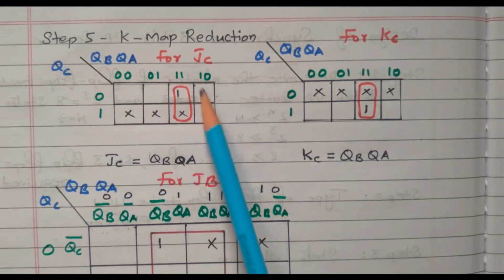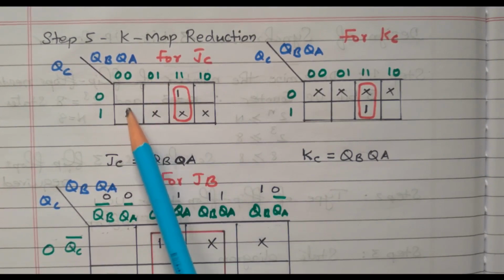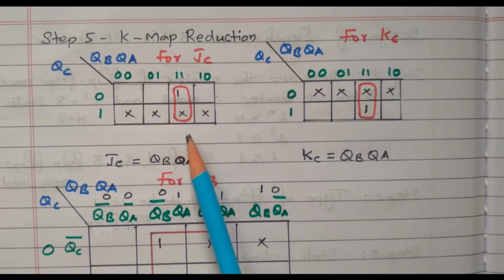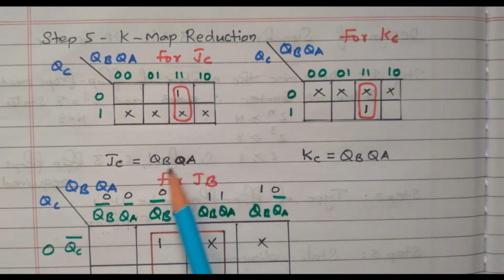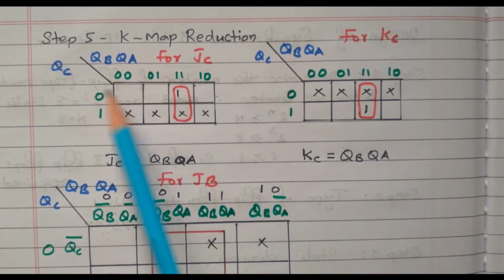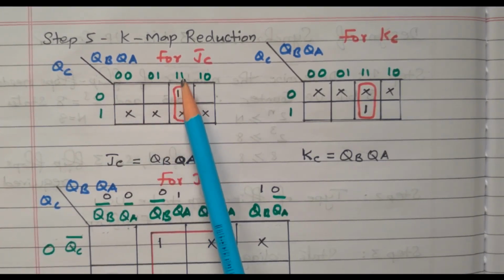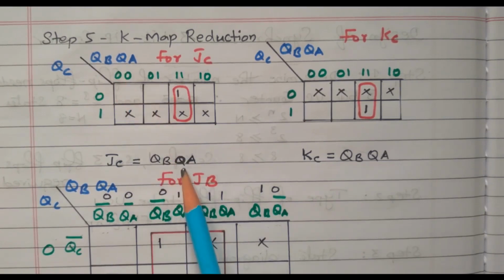From the tabular column, these markings are given, the cross marks are 1. This K-map technique you already know. So we can combine these two cells. What did we get? QB, QA. The 0 and 1 is cancelled, only we have 1, 1. 1, 1 means QB, QA. JC equals QB, QA.